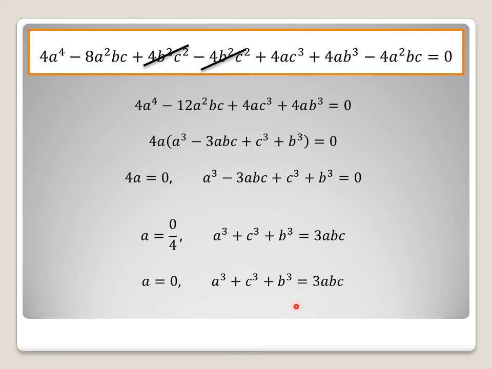We had to prove these two terms, and after the application of all the possibilities, we have got the answer, that is a equals 0 and a cube plus b cube plus c cube equals 3abc. So the question has been proved.